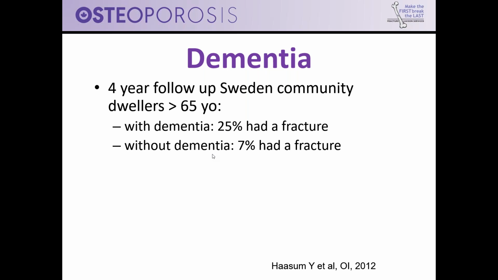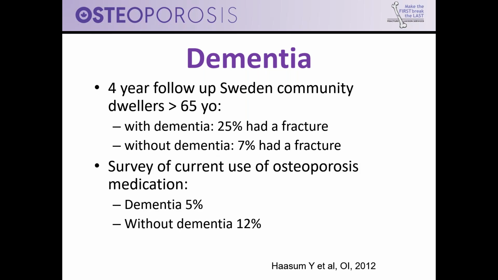But they also looked to see what were the predictors of being started on treatment. Well, here it is. Patients with dementia were least likely to be started on treatment than the patients without dementia. So the patients who are at more risk should be getting treatment. And it's the exact opposite that's happening.